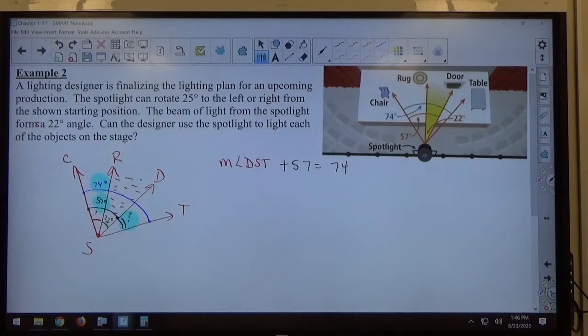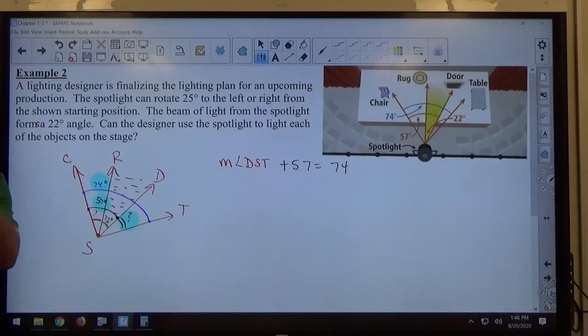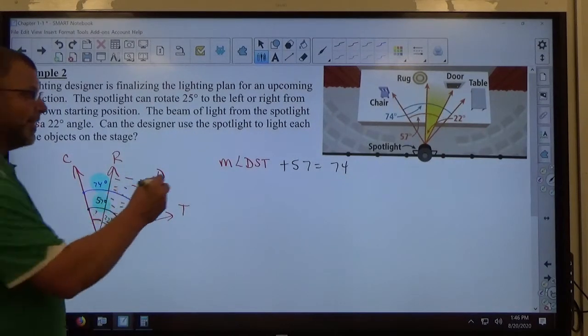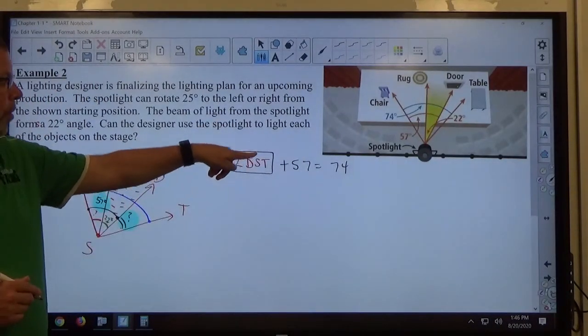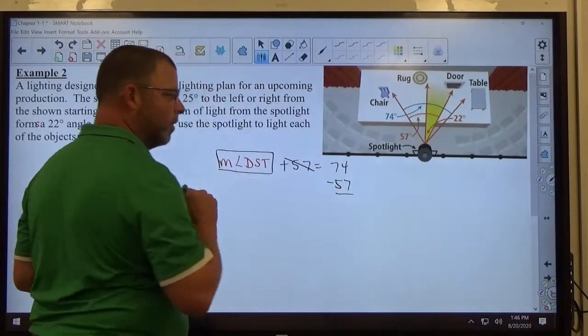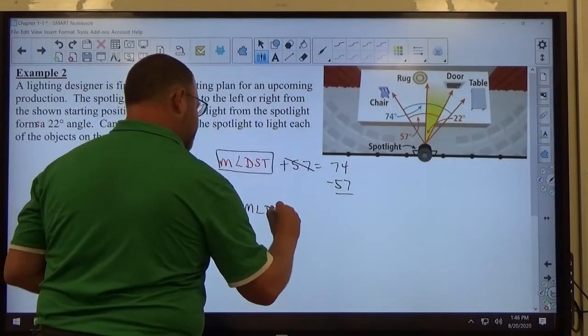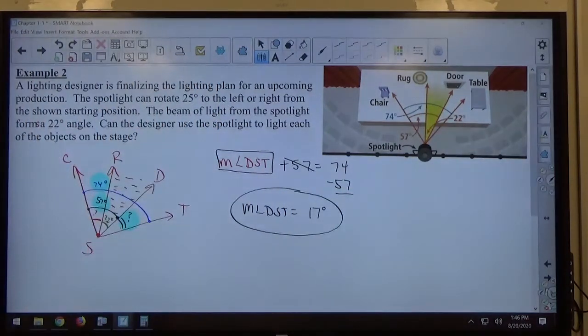Okay. Algebraic problem. This is representing an unknown, just like we had in the problems we did recently with x's. X was the variable. This is now the variable. So to find out what this equals, I have to move the 57 over. So I'm going to chop the 57, make minus 57 happen. I get the measure of angle DST is equal to 17 degrees. As long as it's less than 25 degrees, the spotlight is able to reach it, right? So its current position, 25 degrees to the right, will reach the table with no problem.